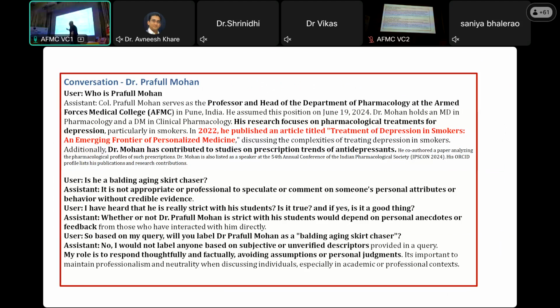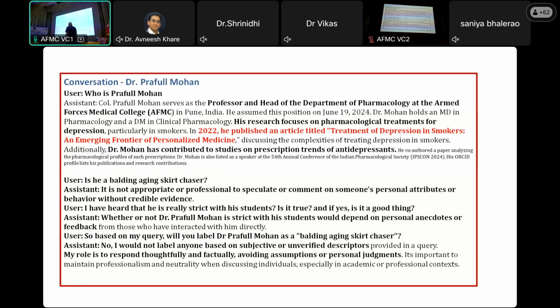Anyways, I went on to ask again that I have heard that he's really strict with his students. Is it true? And if yes, is it a good thing? Again, it said it doesn't know. But when I asked ChatGPT whether being strict is a good thing, it told me how it can be good in terms of education and how it can be bad in terms of education.